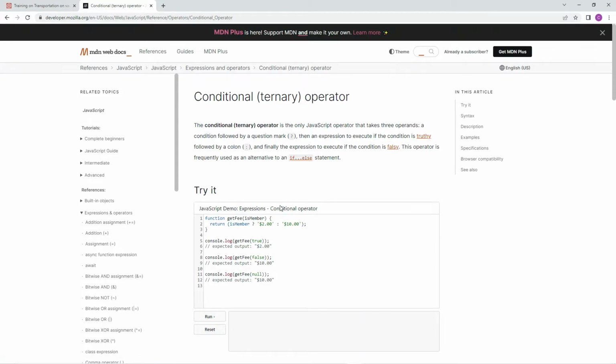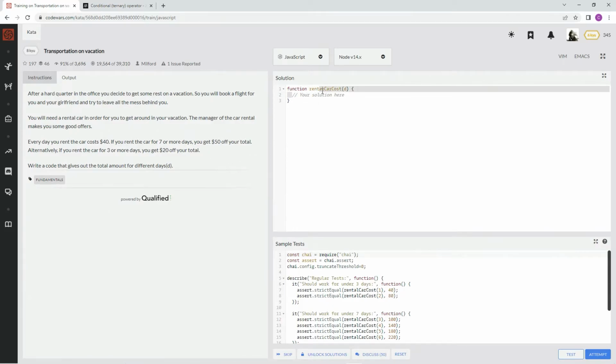So here we go. Here it is. Return isMember question mark, if they are, $2. If they aren't, $10. True, $2. False, $10. Null, which is also falsy, $10. All right? So we're not going to be doing that, but we'll be doing something very similar.